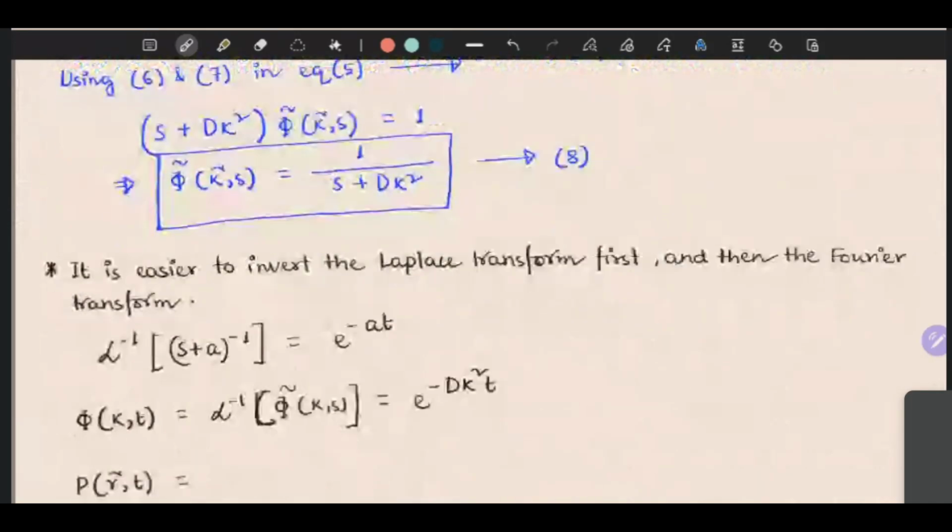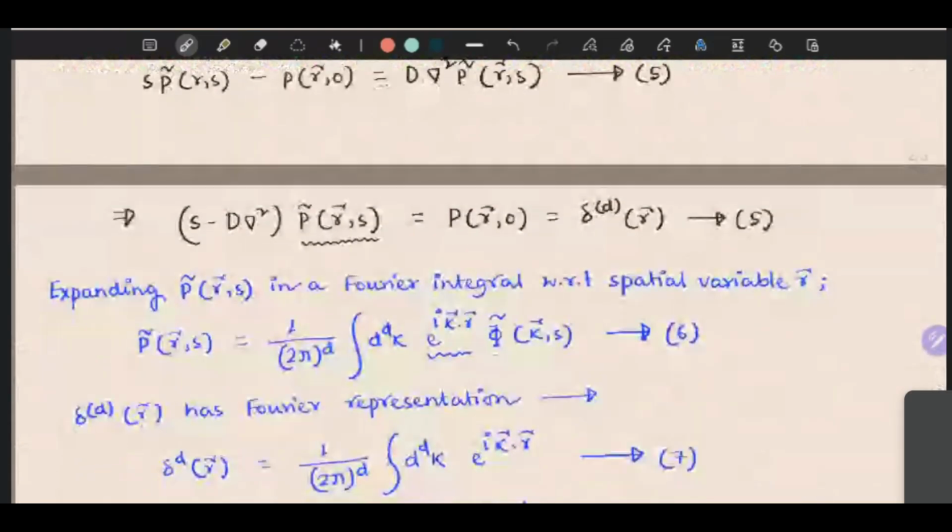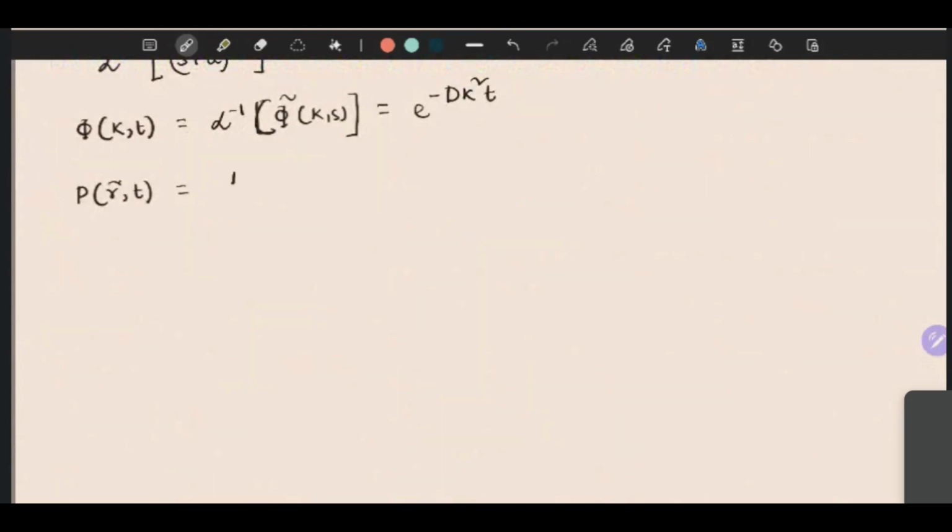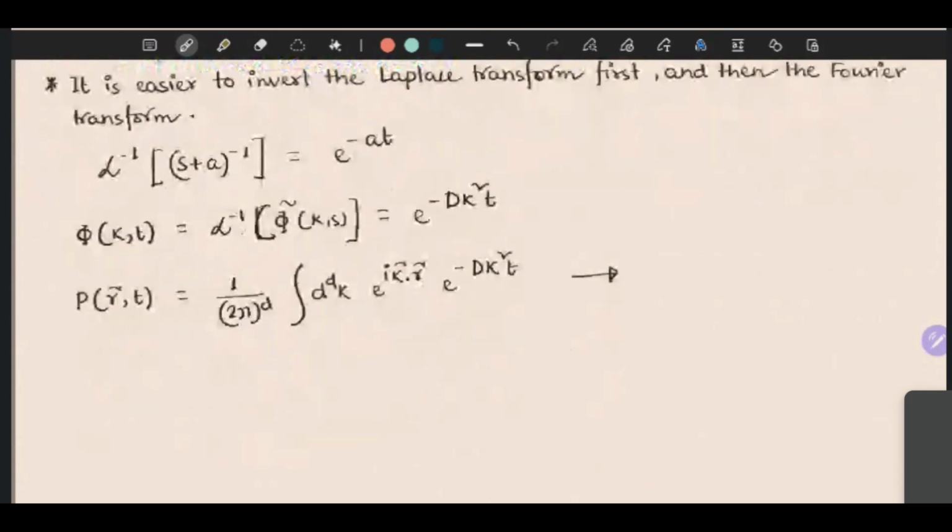Now if you want to get the Fourier transform, from K to R, you have to do this from K to R. So now PRT will be 1 by 2 pi to the power d, integral ddk, e to the power I k dot r, e to the power minus d k square t. Let's say this is equation number 9.